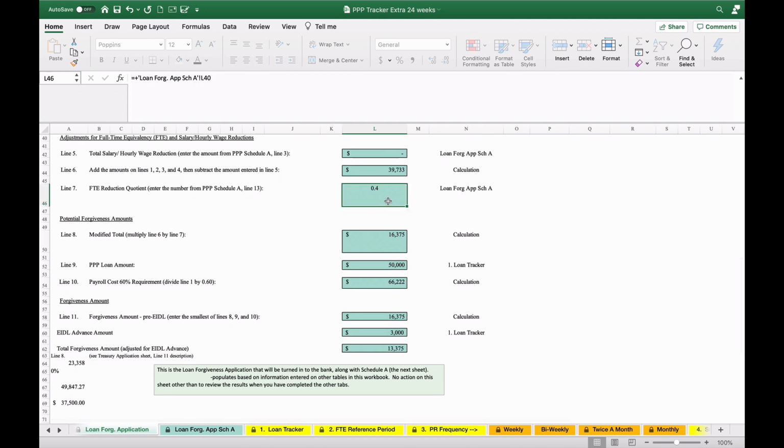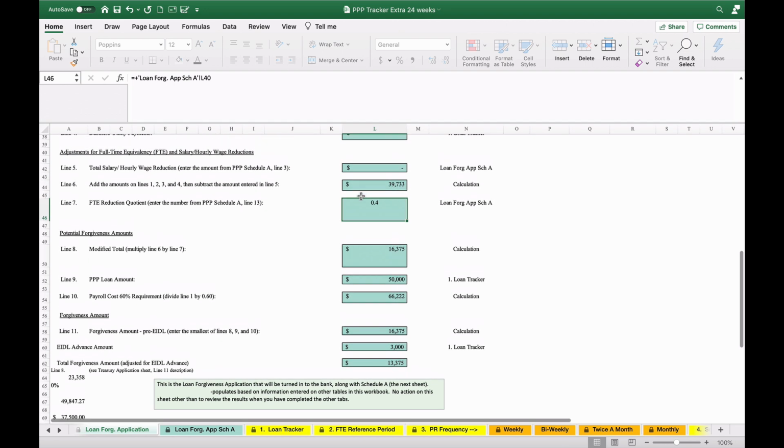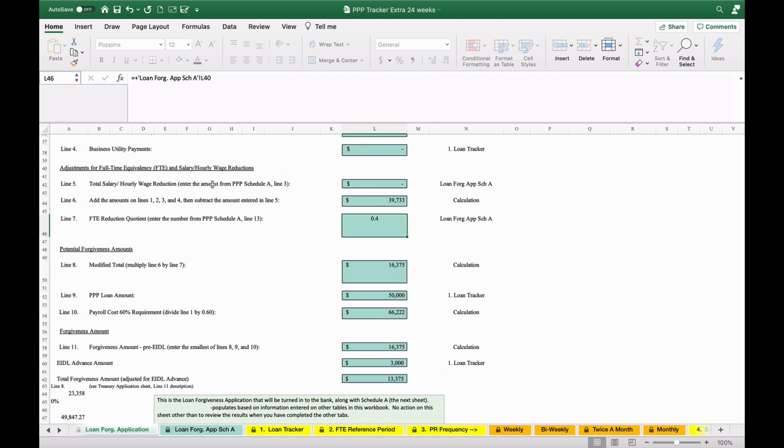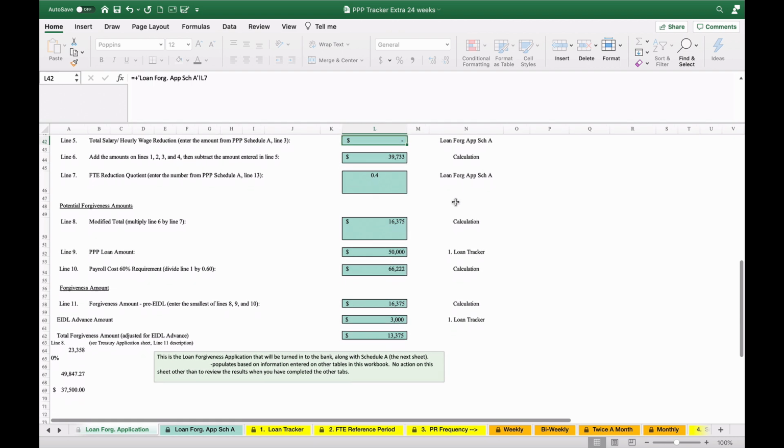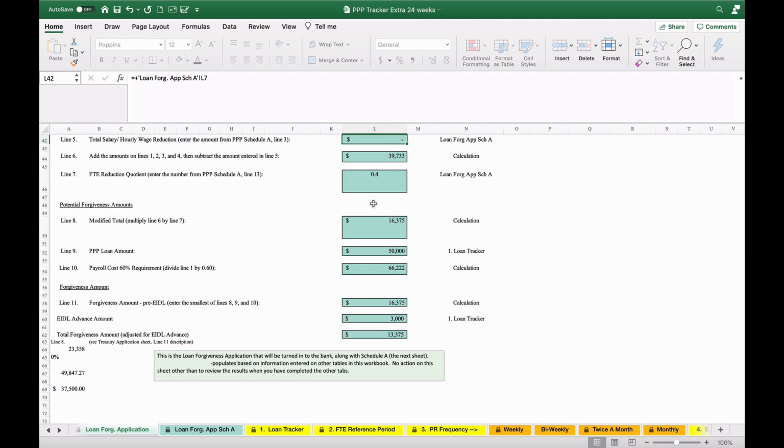It will calculate your FTE reduction quotient. Remember, that's the fact that you reduced your FTEs. You're getting reduced a little bit for that, okay? We didn't have a salary hourly wage reduction, so that's showing 0. But if you did reduce those wages past 25%, and did not restore them, then you'll have a number there. And this is going to give you a modified total.